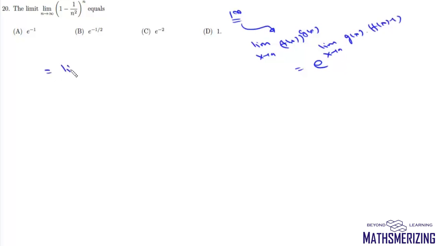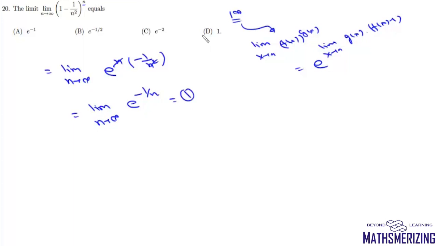So it'll be limit n tends to infinity of e to the power, now g(x) is n, and then f(x) − 1. So 1 − 1/n² − 1 will be simply −1/n². So here n and n will cancel, and we'll get limit n tends to infinity of e to the power −1/n. Now this is e to the power 0, and e to the power 0 is 1, and that's your option number D.